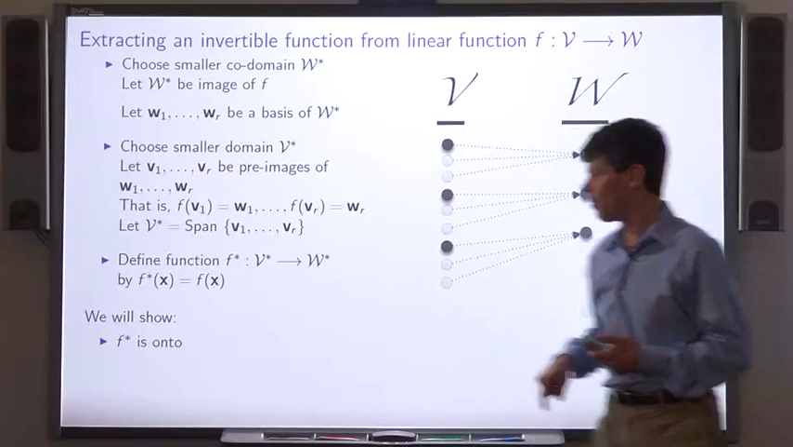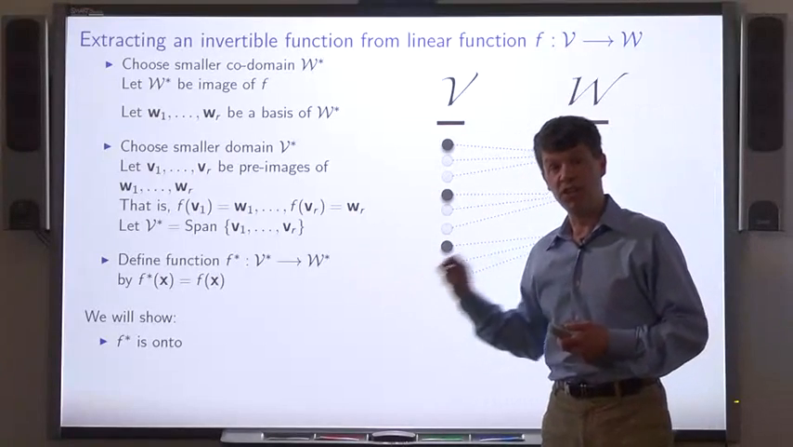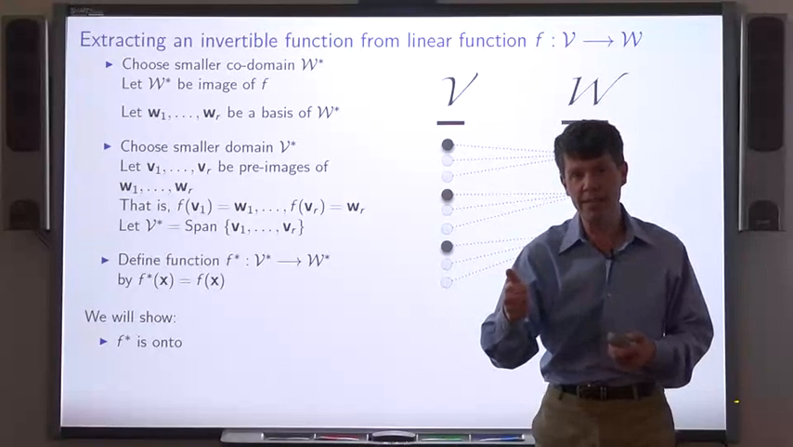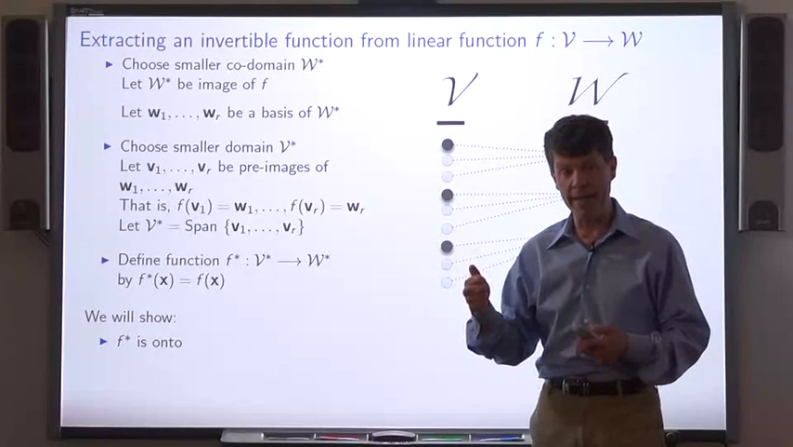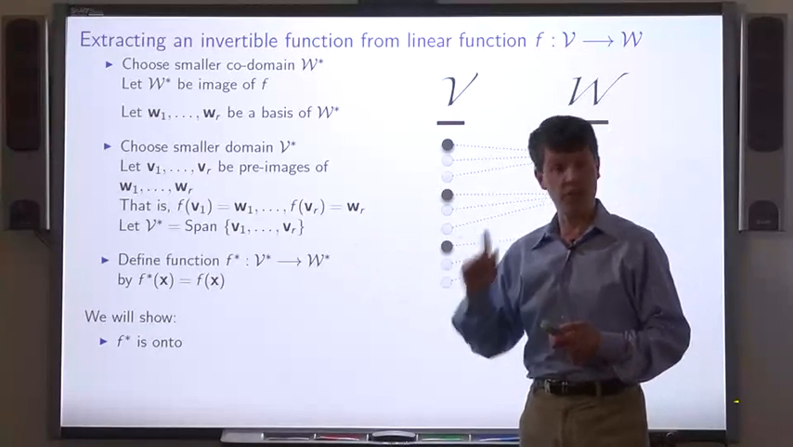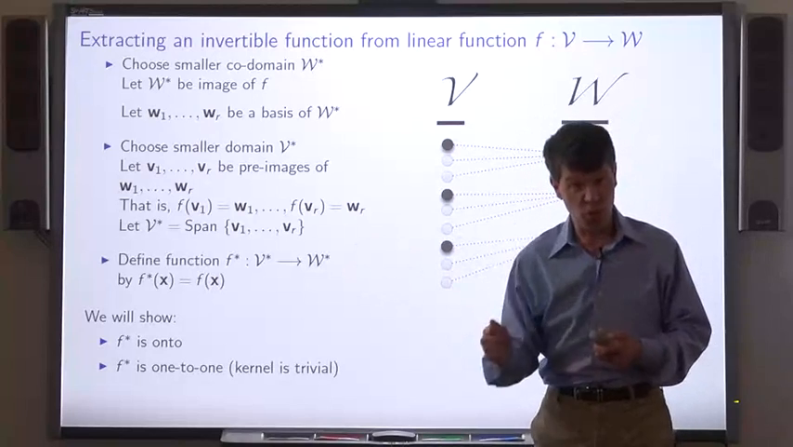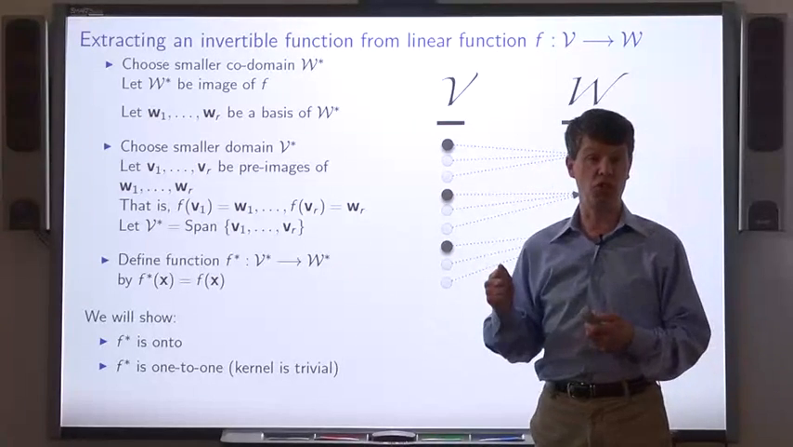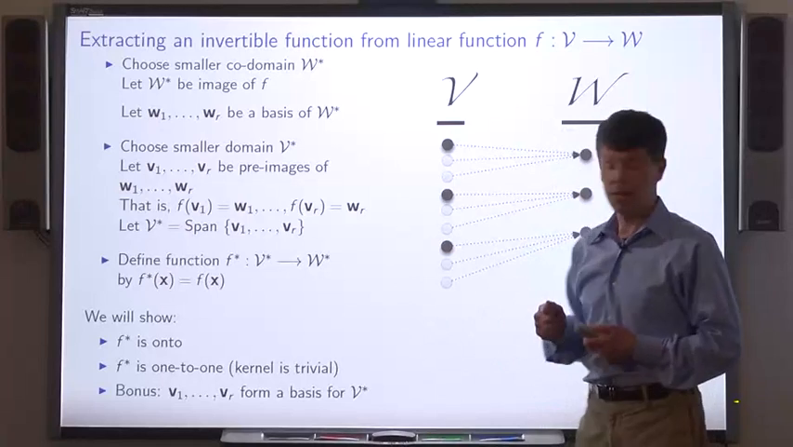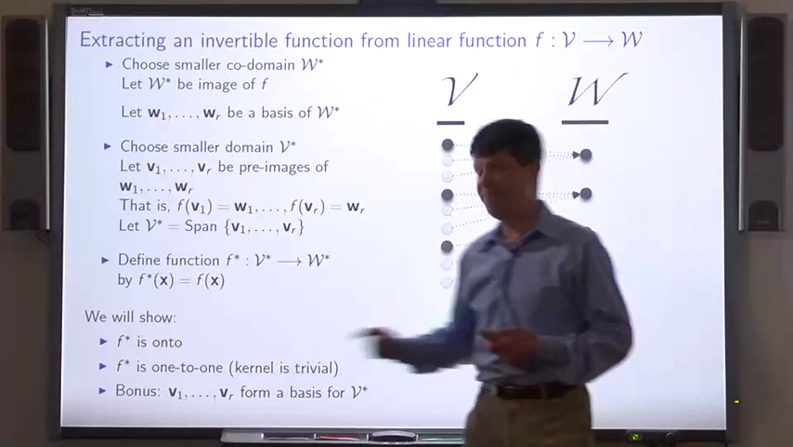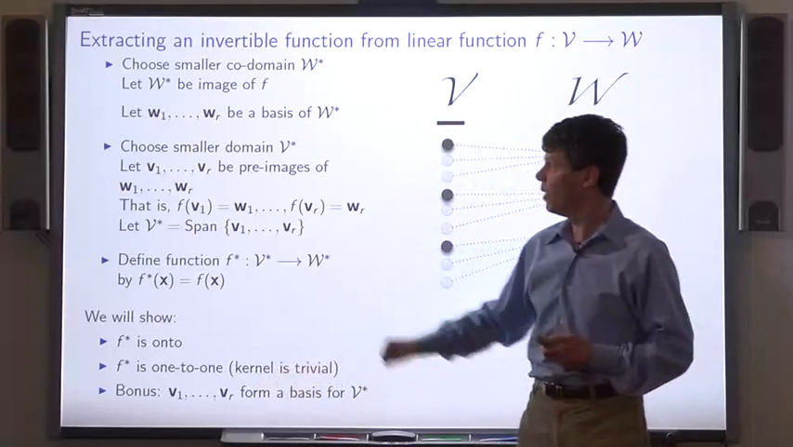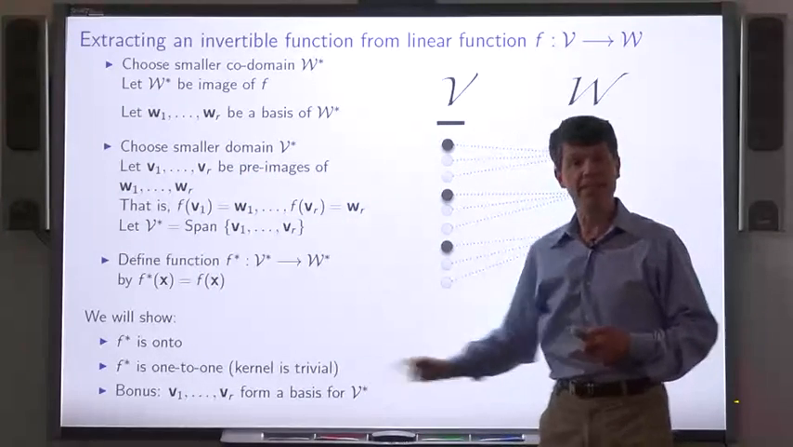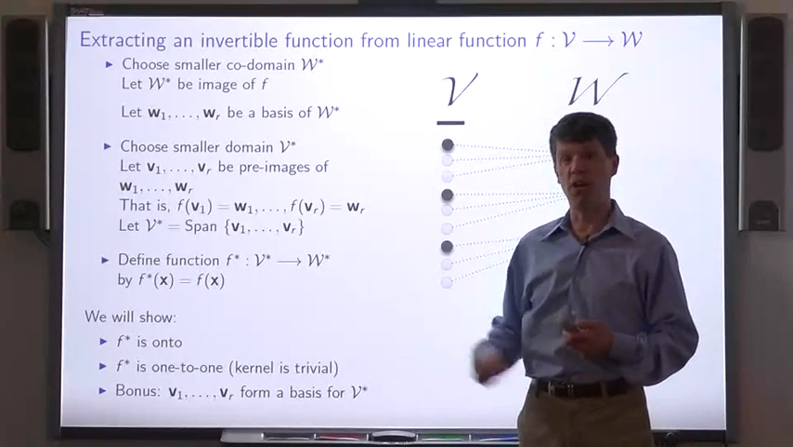We're going to show that the resulting function f star, whose domain is V star and whose codomain is W star, is onto and one-to-one, namely that its kernel is trivial. And we'll also show that v1 through vr, the pre-images, form a basis for the new domain V star.